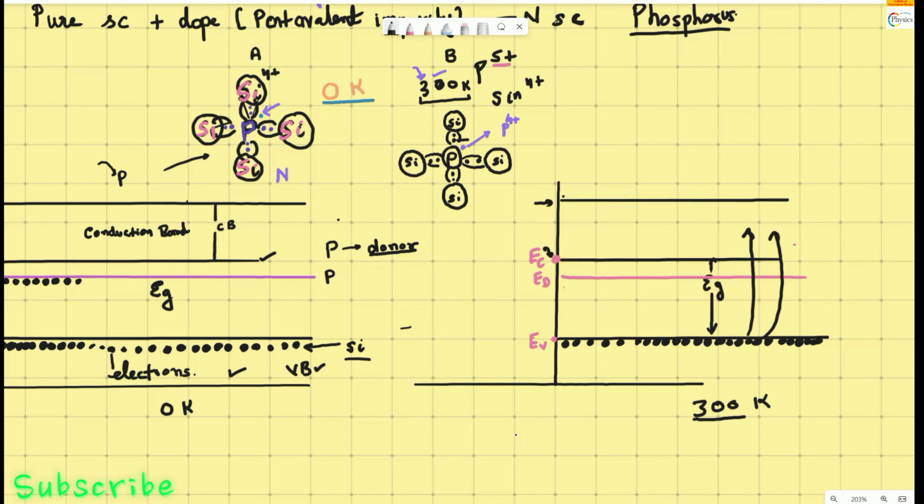Okay, so some electrons reach the conduction band from the silicon. So this is the valence band of the silicon. And then some electrons which are here, these electrons belong to phosphorus. They also get thermally excited because of the temperature. They are able to reach here very easily because the gap is very small. So this is a very small gap, right?